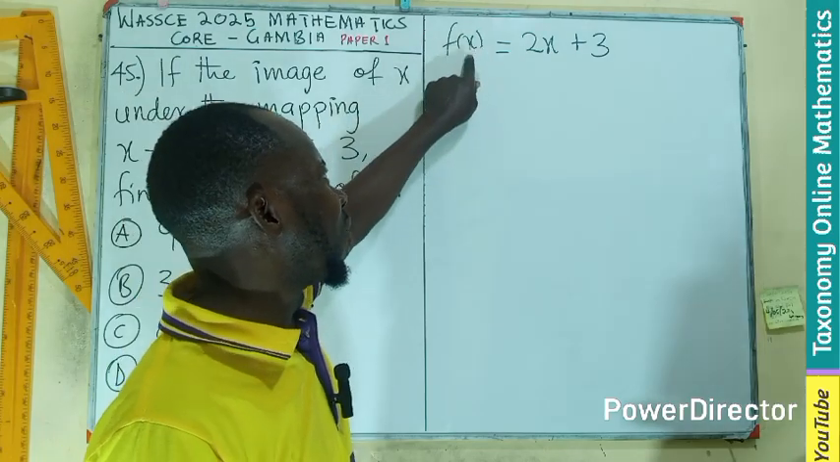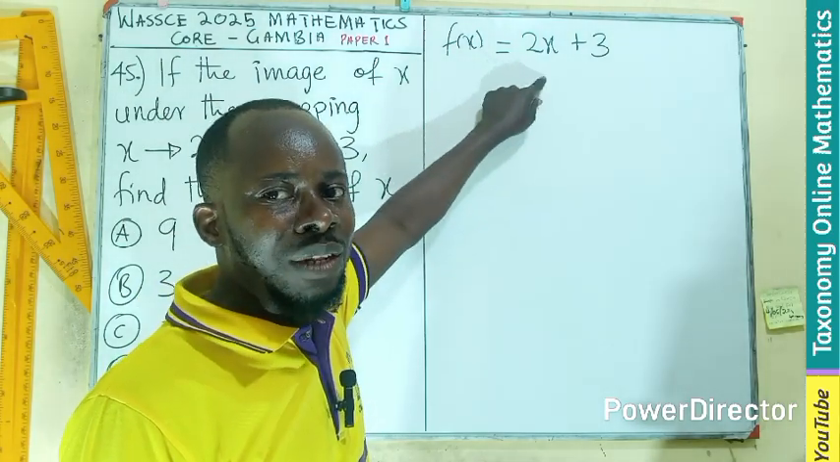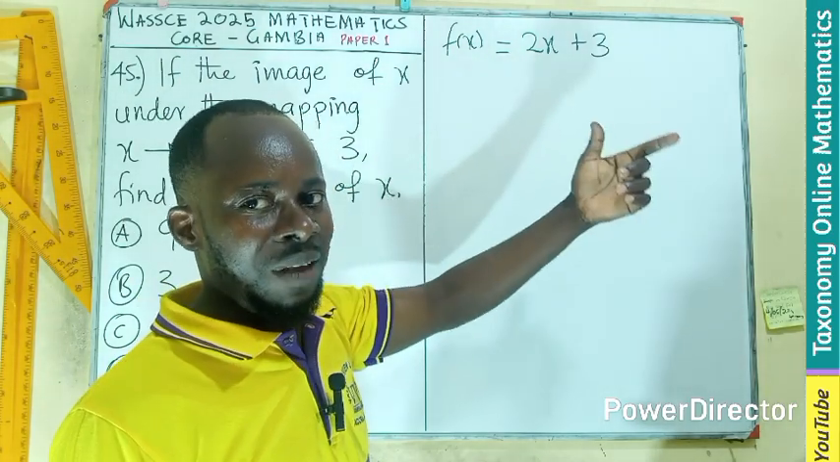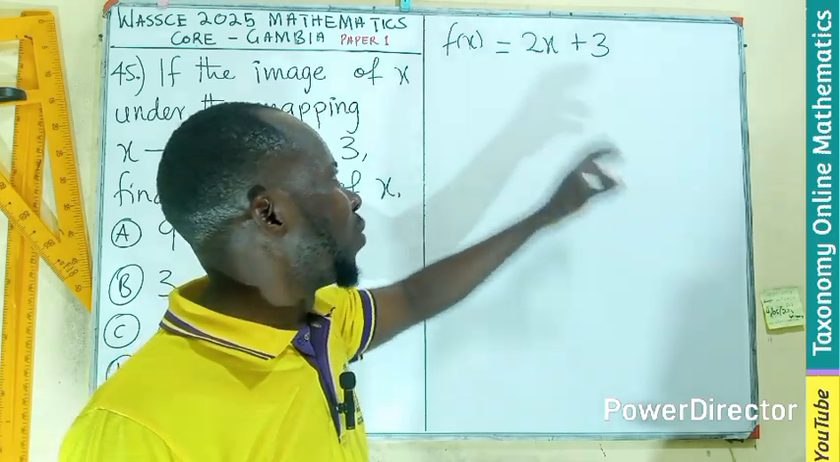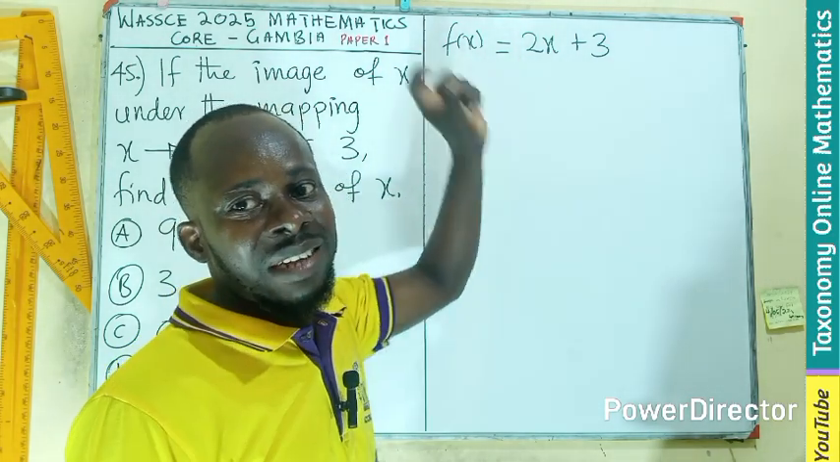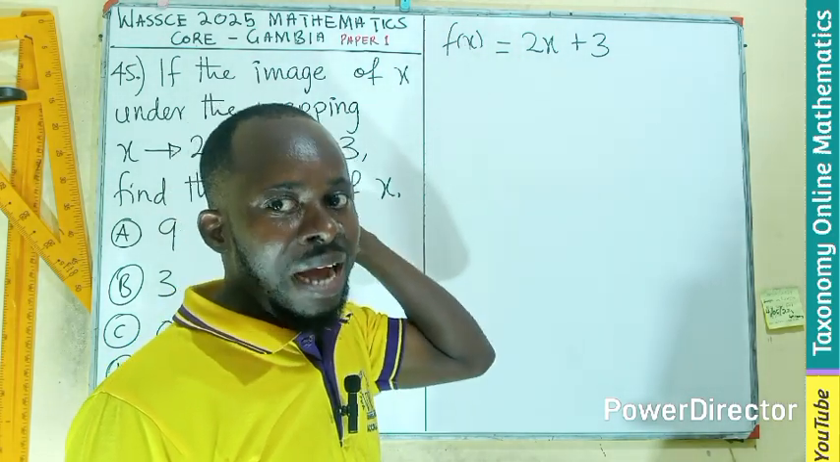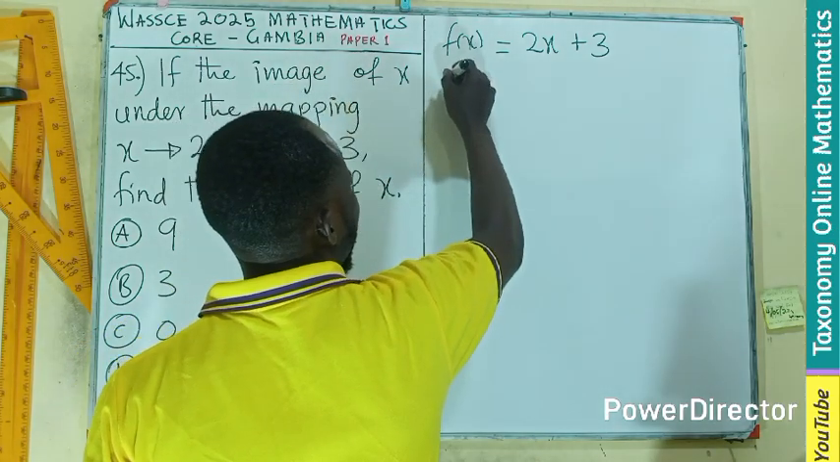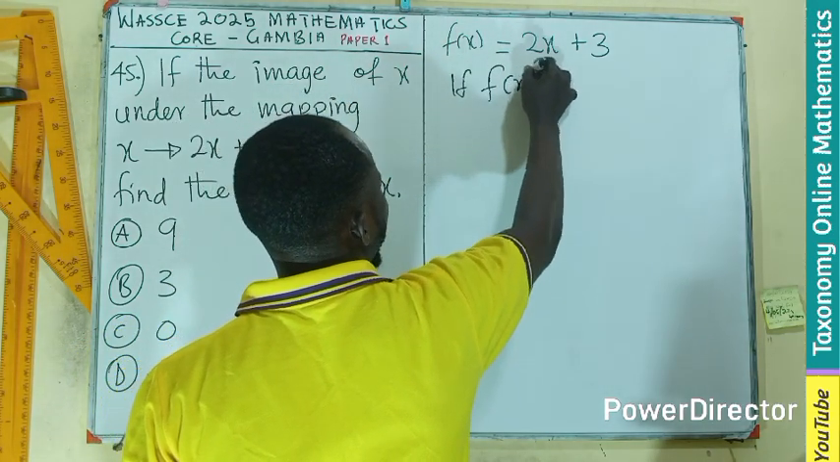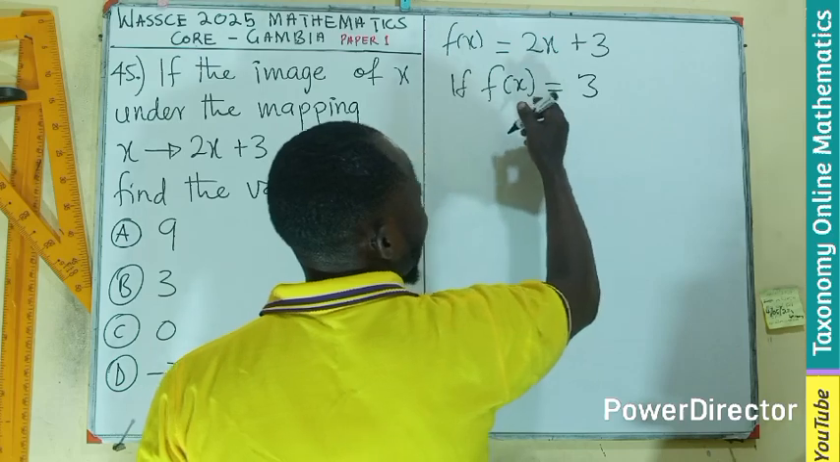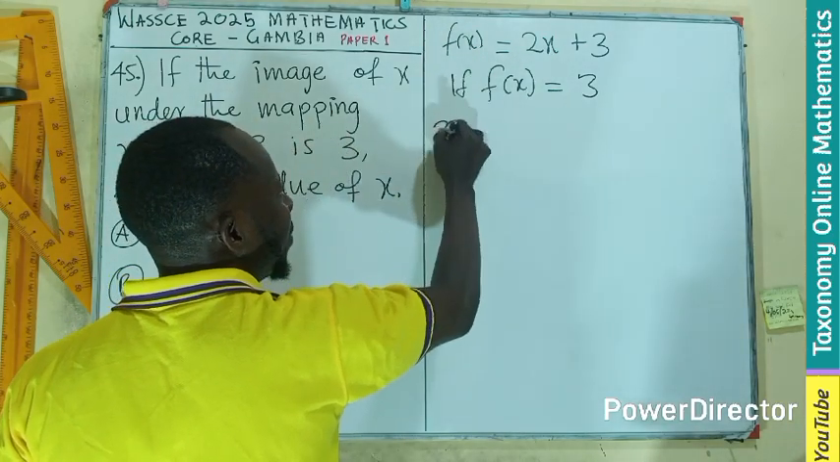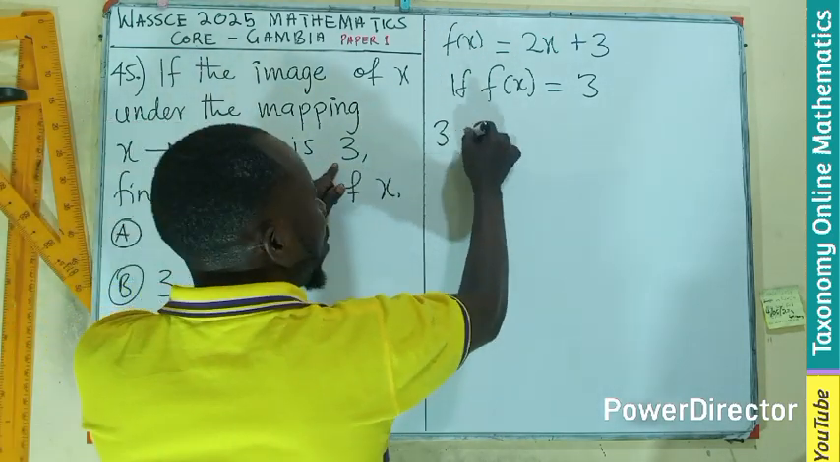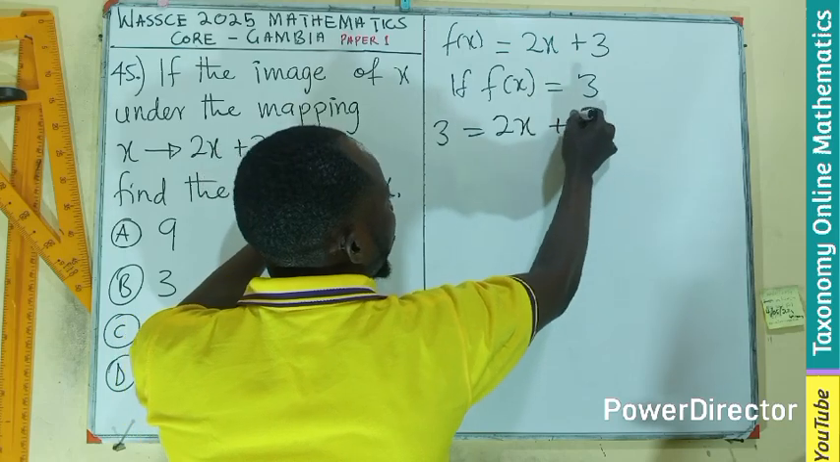There is a certain value of x that, if we substitute into this relation, the answer will be 3. There is a certain number that when x assumes it, it gives us a value of 3. That is the image as 3. So if f of x equals 3, then the whole of this becomes 3.